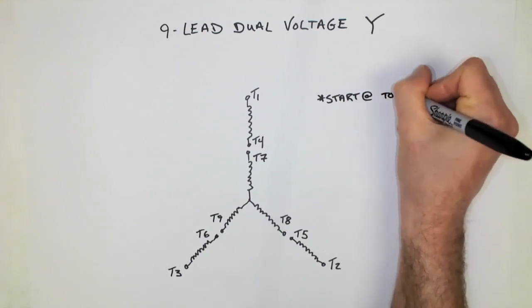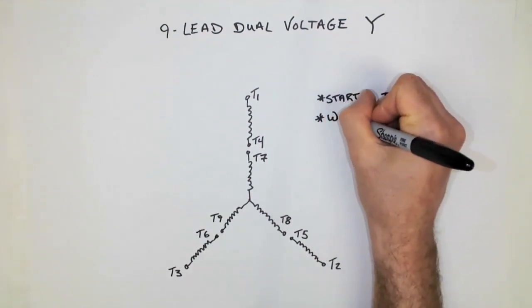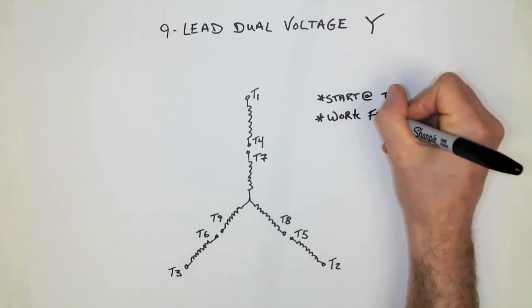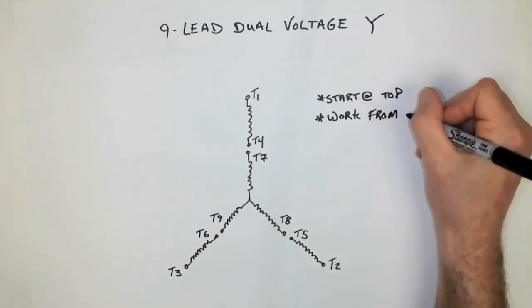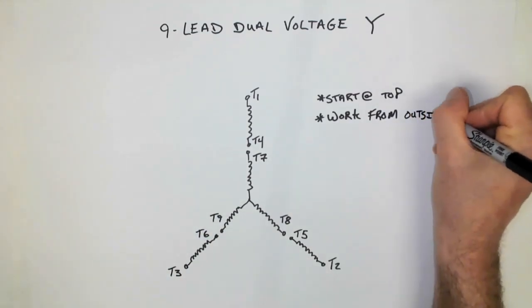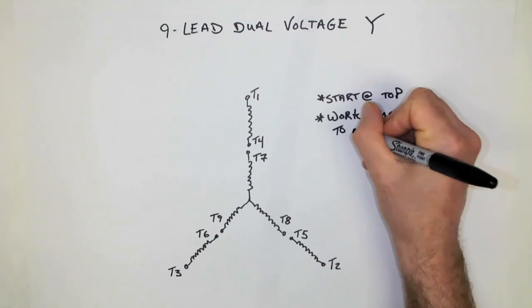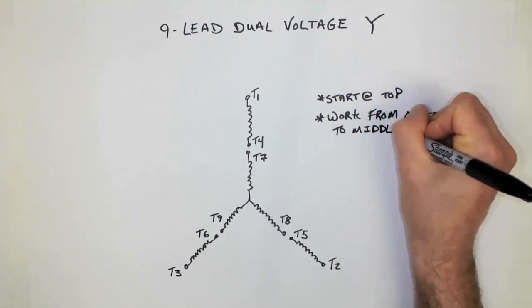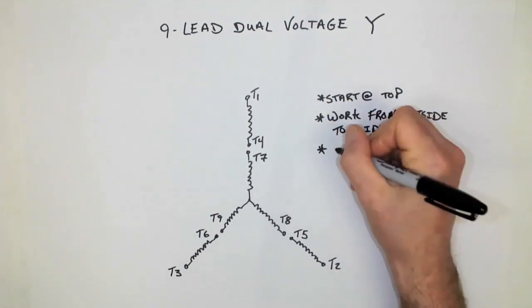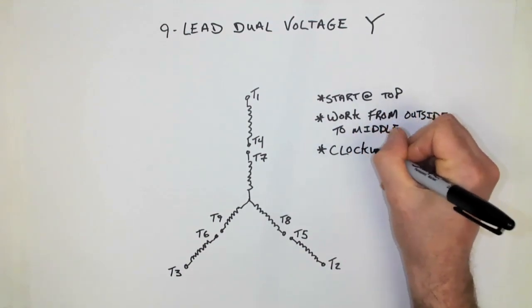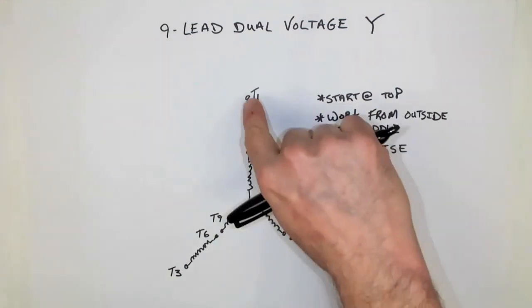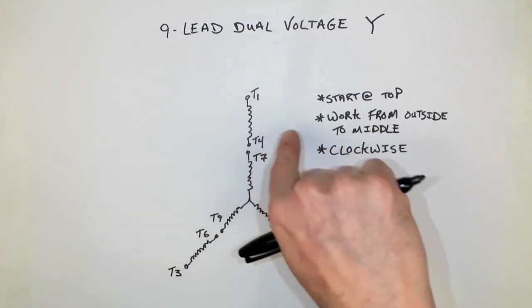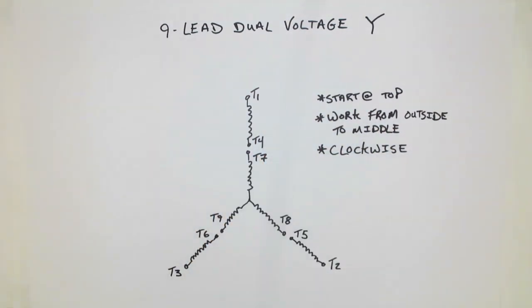So what you have to do is start at the top, work your way from outside, so outside terminals to middle, and move in a clockwise direction. If you follow these 3 steps, you should be fine in an outward or a descending spiral going all the way down through all the numbers.